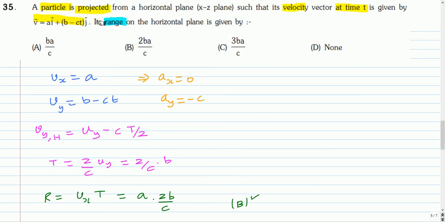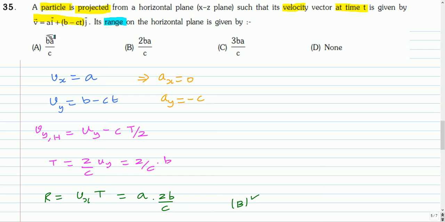A particle is projected from a horizontal plane, the xz plane, so that its velocity vector at time t is given by v equals a i cap plus (b minus ct) j cap. Its range on the horizontal plane is given by.